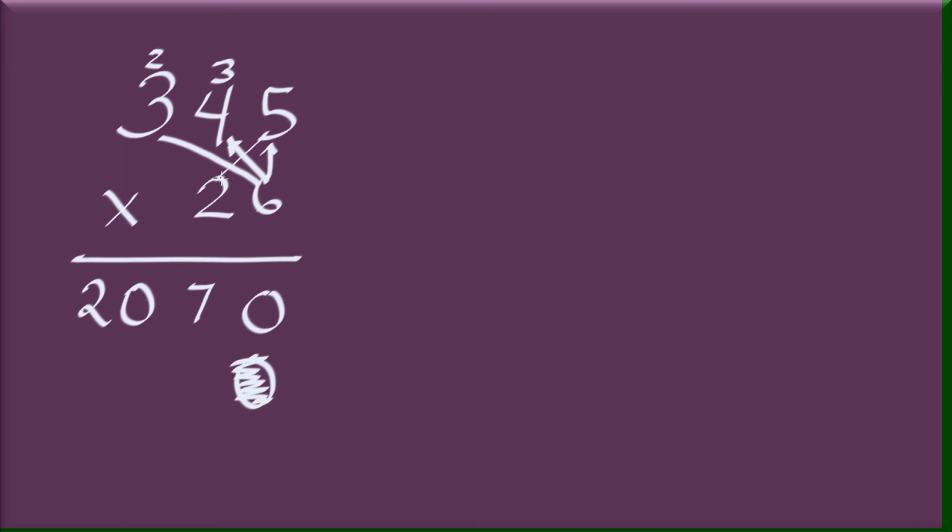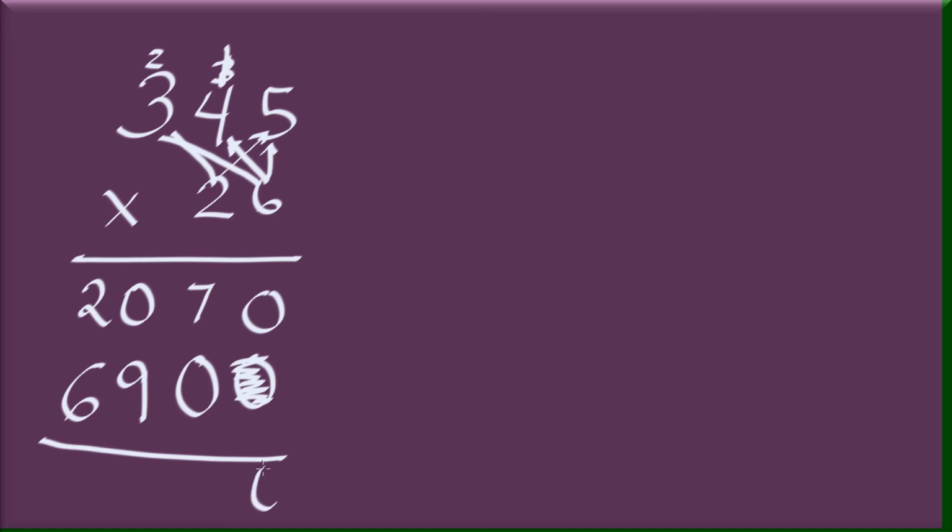And then now distribute the 2. That's 2 times 5 is 10. Carry 1. Then 2 times 4 is 8 plus 1 is 9. And then 2 times 3 is 6. Okay, so we have the 0, 7, 9, and 8.